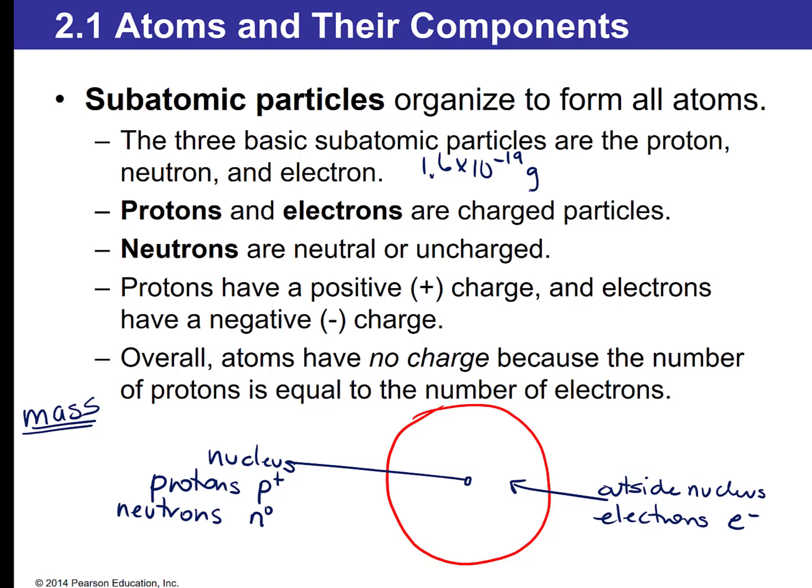They were talking about masses like 1 times 10 to the minus 19 grams. Keeping that exponent is sort of a pain. So they said, well, how big are protons and neutrons and electrons relative to each other? Protons and neutrons have about the same mass. But when they started measuring the mass of electrons, they were about 2,000 times smaller.